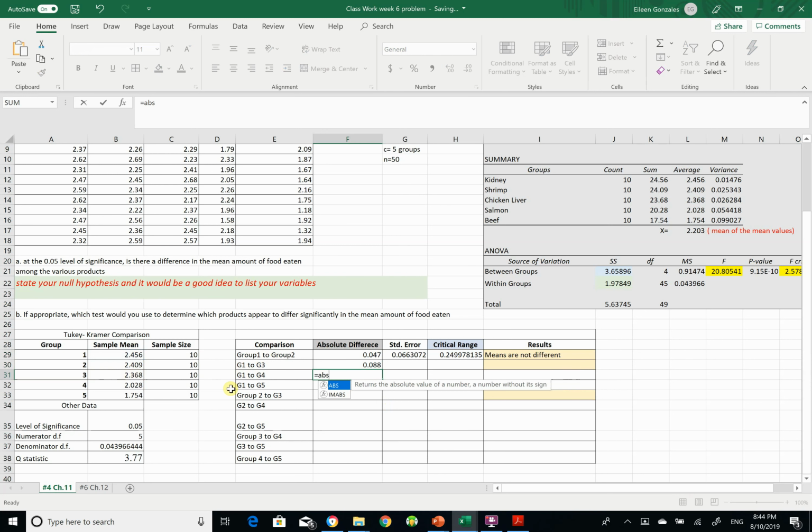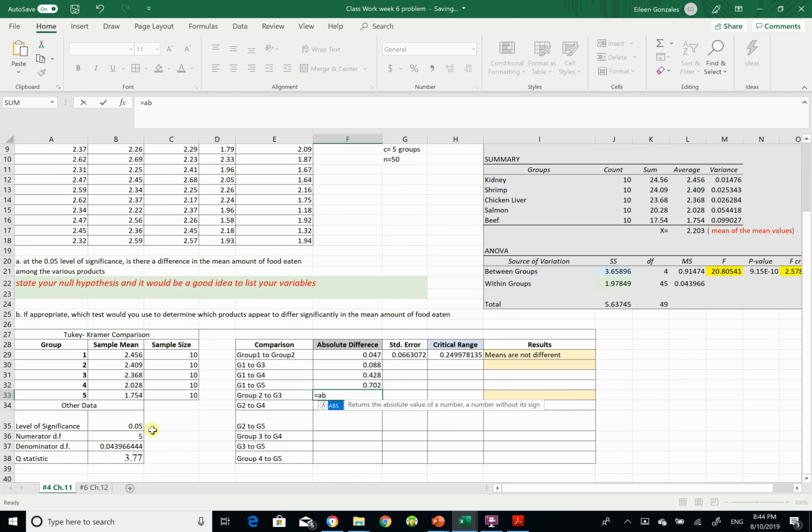This is equal to the absolute value. This one says group 1 minus group 4, and close that one out. This one is equal to, oops, the absolute value of group 1 minus group 5. Okay, so these are our absolute values.